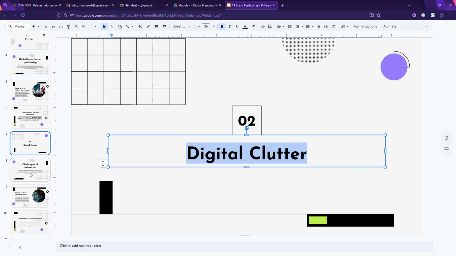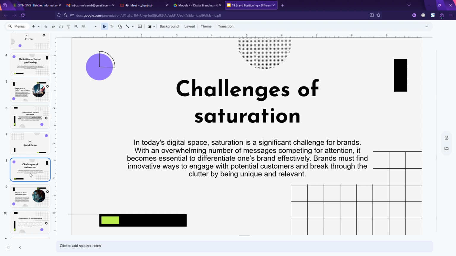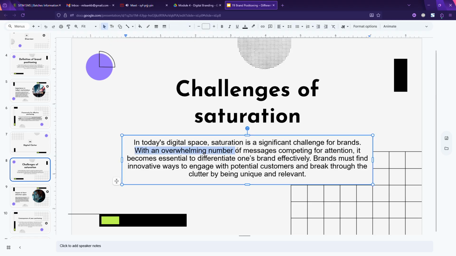There are so many different forums, communities, and lots of things going on in the internet as a whole. There are billions of users who log in every day, and they are posting content. So that is the challenge of saturation. Saturation is a significant challenge for brands, with an overwhelming number of messages competing for attention.